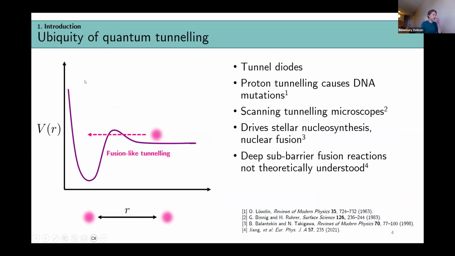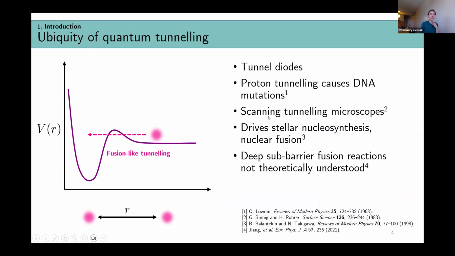Okay, so a good place to start is how ubiquitous quantum tunneling actually is. Its physics unsurprisingly underpins things like tunnel diodes. We know that proton tunneling causes DNA mutations. It's relevant for scanning tunneling microscopy. But I think one of the more interesting applications is the fact that quantum tunneling drives stellar nucleosynthesis.